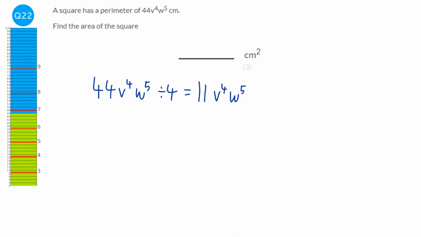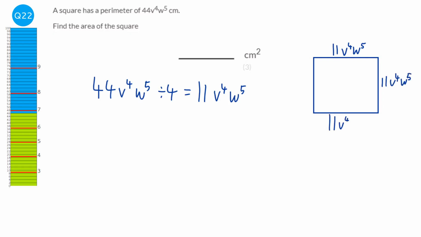Some people will try and do something with the v to the power 4 w to the power 5, but if you think about it, if I just draw out my square, if it's 11v to the power 4 w to the power 5 all the way around, when you add, you don't add the v to the power 4, w to the power 5. It's just going to be 11 lots, another 11, another 11, and another 11. So it's 44 v to the power 4, w to the power 5 in total.